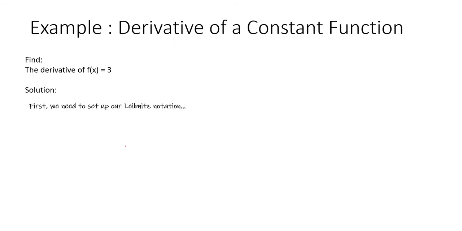So the first step to do this is to set up our Leibniz notation, which will look a little something like this. We have df dx is equal to d dx of 3. Now, just to reiterate, what this means is that we're taking the derivative of function f with respect to x. And to do that, we have to find the derivative of the number 3.